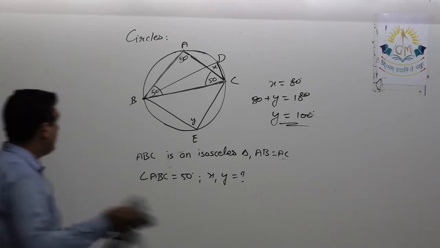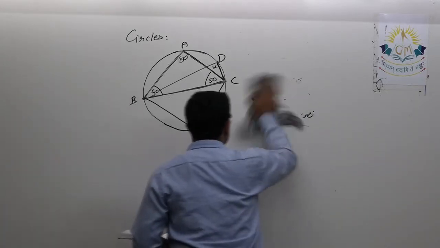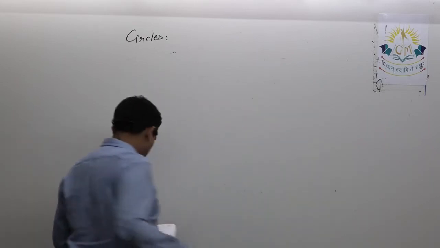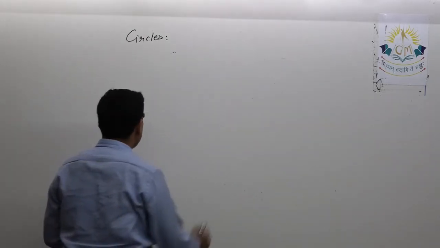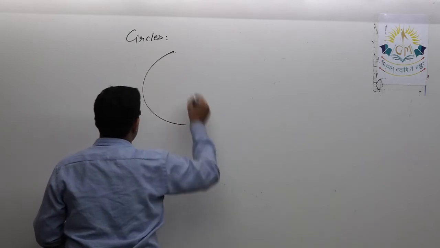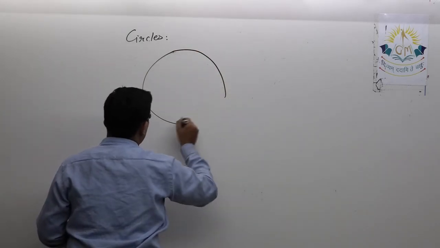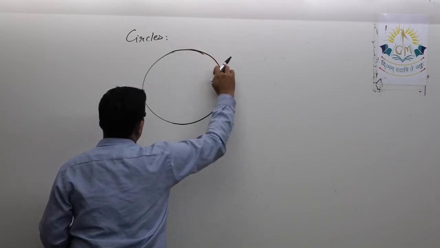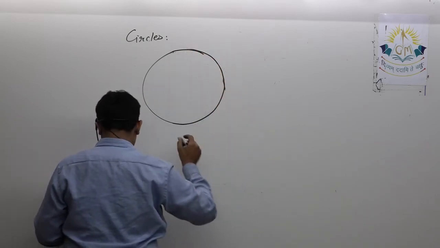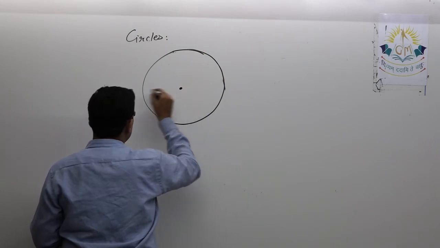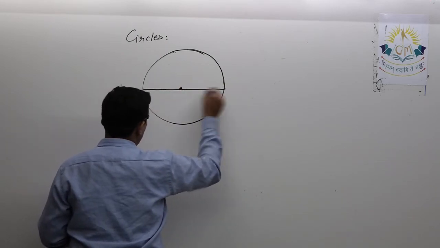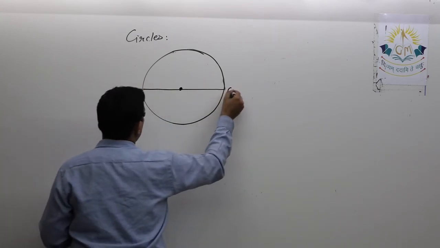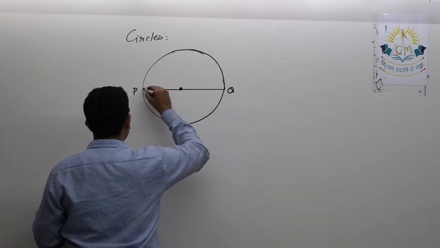Now we'll see one more question. Again, we have a circle, some of the angles are given to us, and some of the measurements or angles we have to find. This time O is given, that means O is the center of the circle.